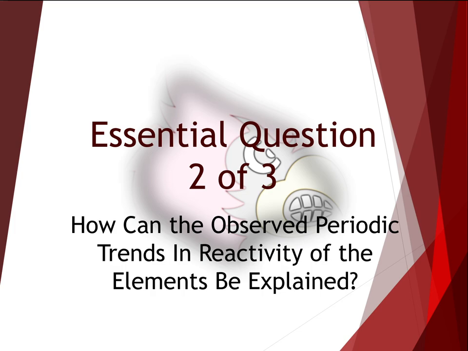This video is for Chemistry in the Earth System, Unit 2.5, Periodic Trends. Today's essential question is, how can the observed periodic trends in reactivity of an element be explained?